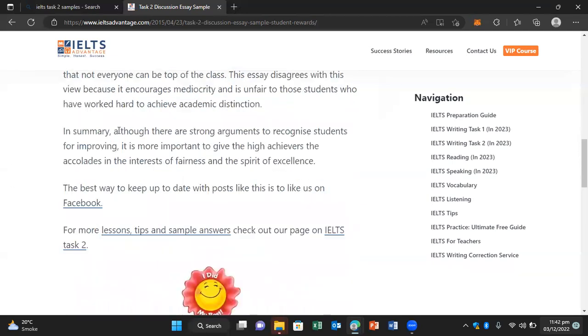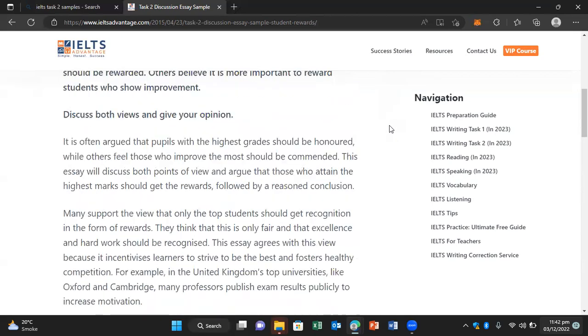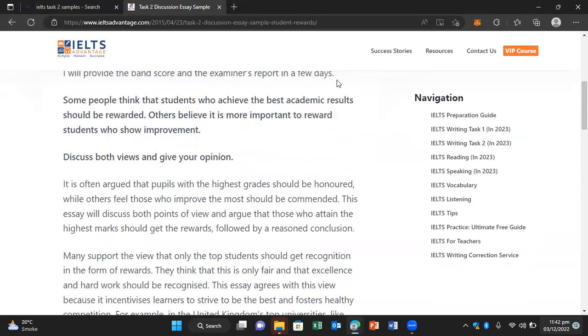Then in summary, he's saying although there are strong arguments to recognize students for improving, so they are going with the writer of this question is saying that they think that this part is more important, that we should be awarding students who improve rather than just getting a good result. So I'm just revising it one time. The first paragraph, introduction paragraph. Second paragraph, talking about the first point. Third paragraph, talking about the second point. Fourth paragraph, conclusion that I think this is better.